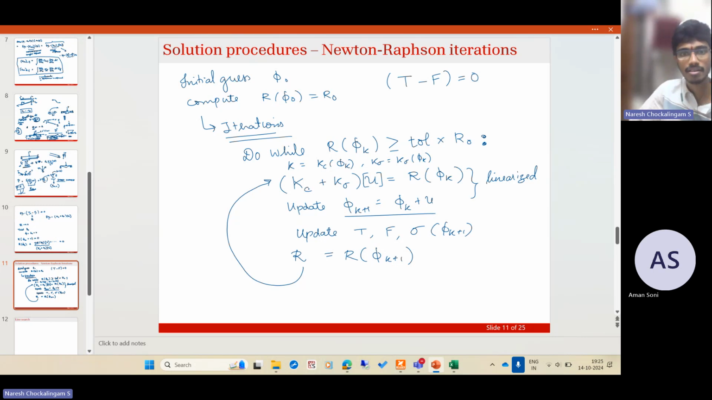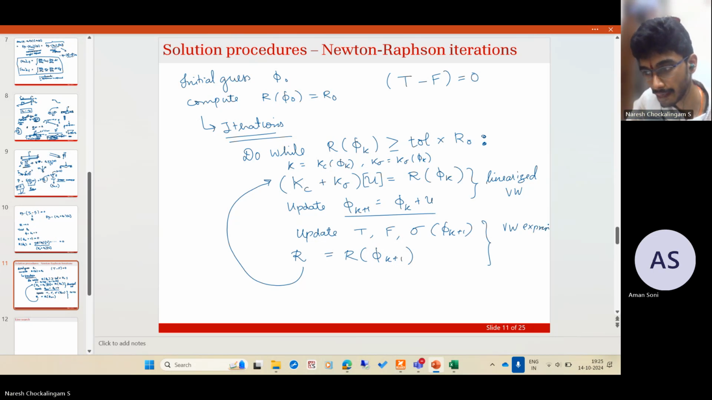If it is not converged, then find the tangent stiffness matrix, the elastic part and the stress part, invert it to get the incremental displacement. Once you get the incremental displacement, update the current configuration. This step comes from the linearized virtual work expression, and this one comes from the nonlinear, the actual virtual work expression. So this is basically the Newton-Raphson iteration, and this is the most fundamental one of the three.